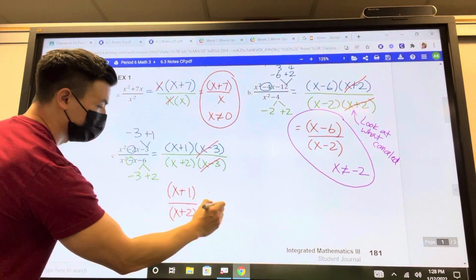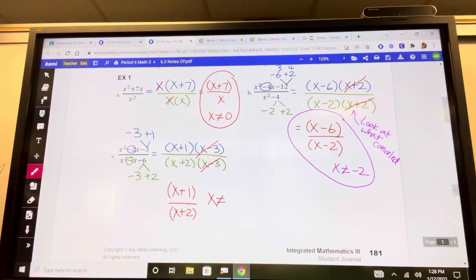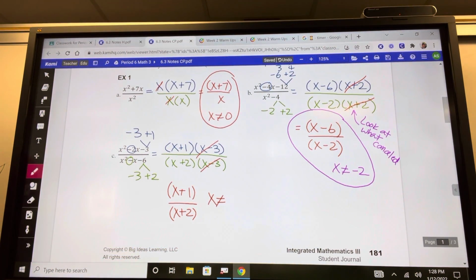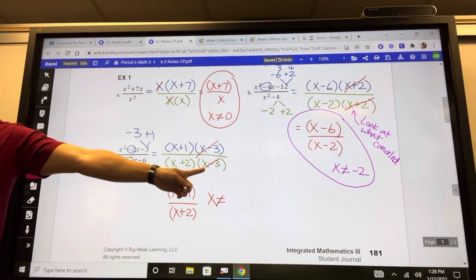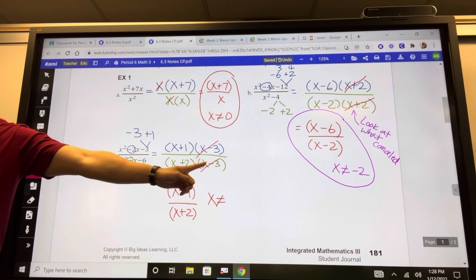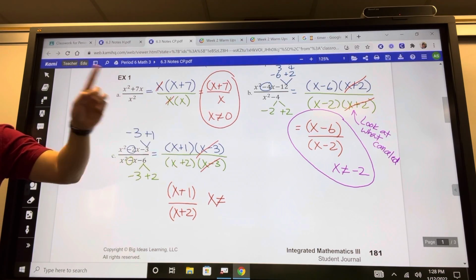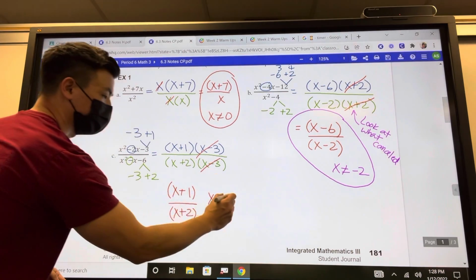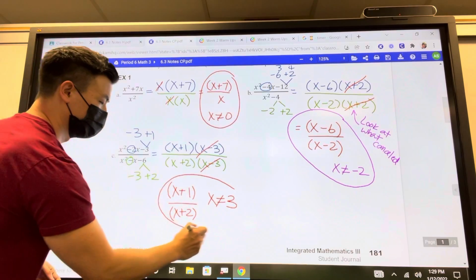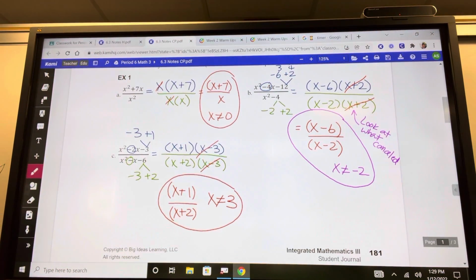And what can x not be equal to? Well, we're looking at what we canceled, right? And we don't want this expression to equal 0. So what do I plug in here that will give me 0? Positive 3, right? So x cannot be equal to 3. Questions on this? Is it getting a little better?